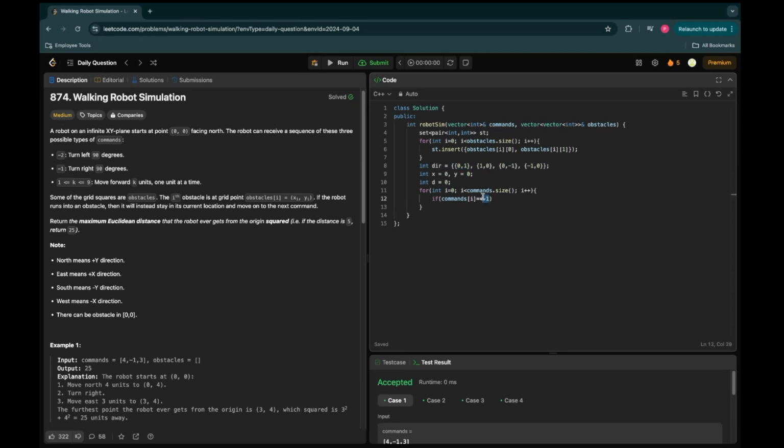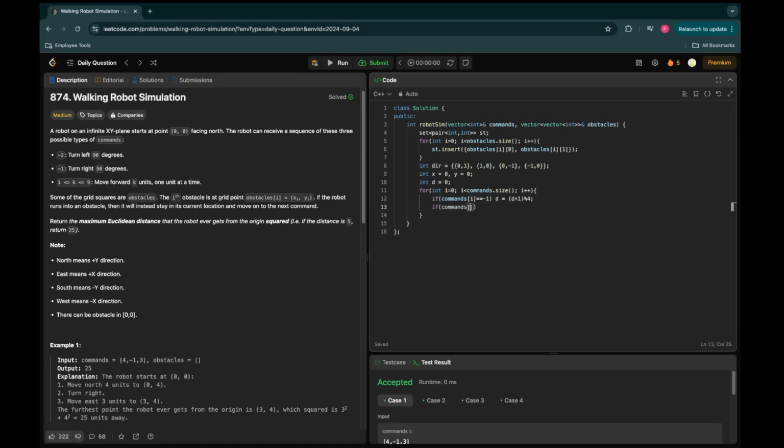Now if the command is -1, it means we need to turn in the right direction, and to the right of north is east, so we can increment d by 1, right? d = d + 1. But what if we go out of bound? For that we can simply take the modulo by the size of the direction vector, which is 4.